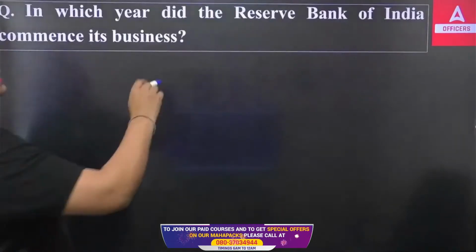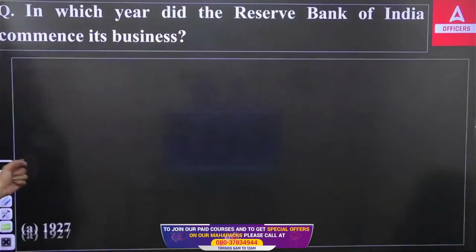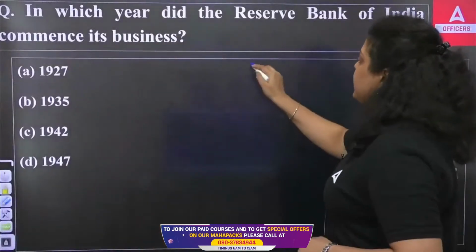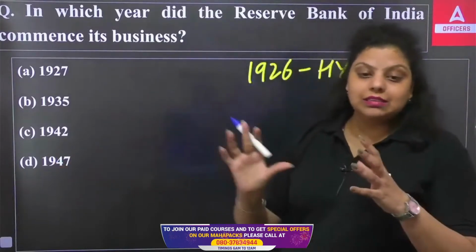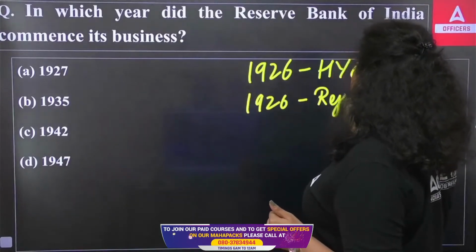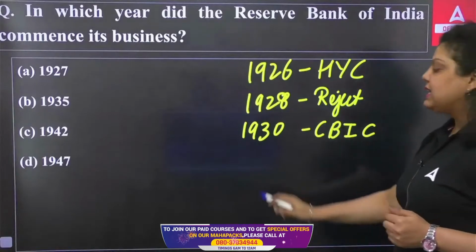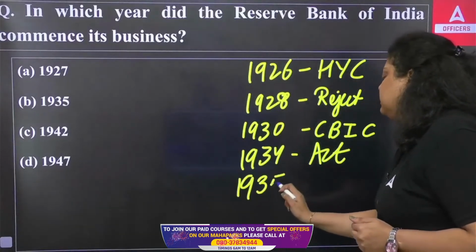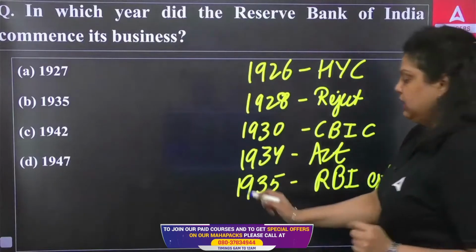Next. In which year did the Reserve Bank of India commence its business? So the question is asking when RBI started its business. If I talk about RBI's history, it is important for us. First of all, in 1926, Hilton-Young Commission was introduced. This commission is also known as Royal Commission on Indian Currency. This is the first commission which recommended that we should have a central bank of the country. In 1928, this Hilton-Young Commission was rejected, and then in 1930, we got the Central Bank Investigation Committee. In 1934, RBI Act was established, and on 1st of April 1935, RBI was established.